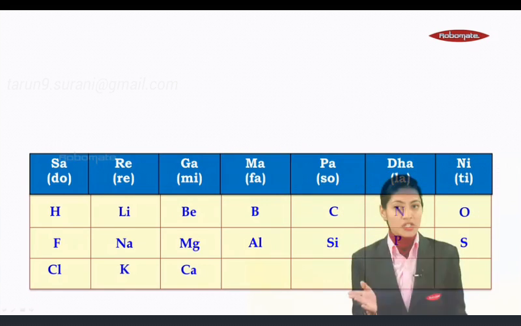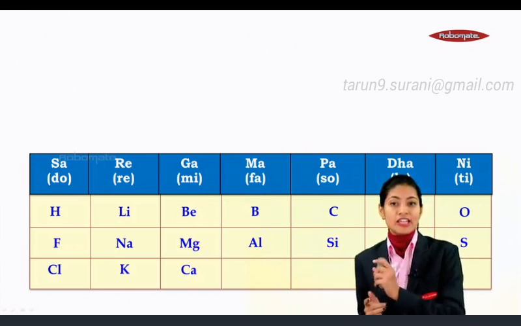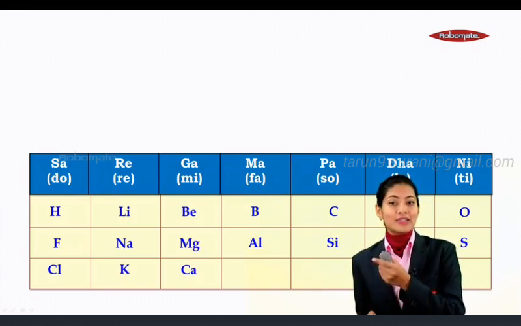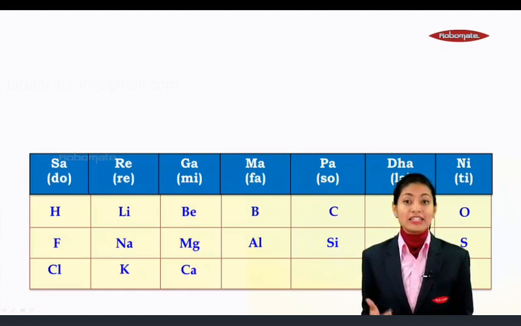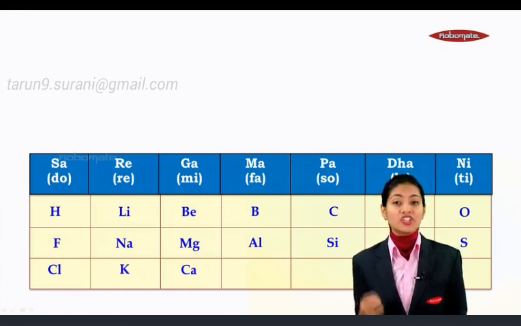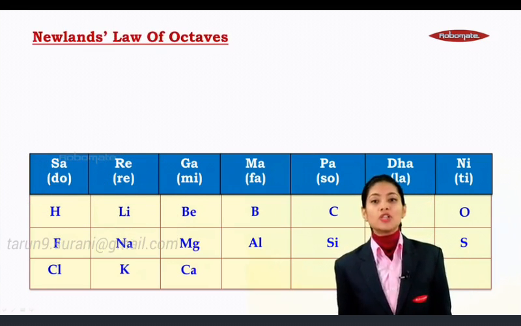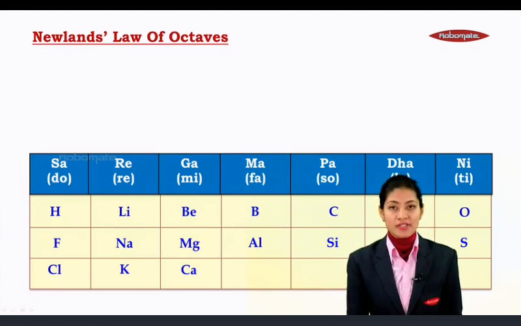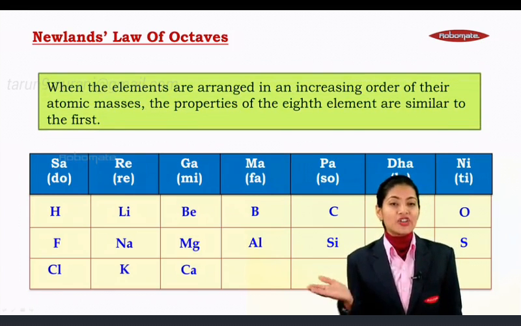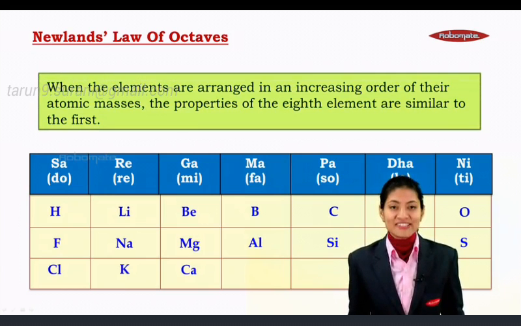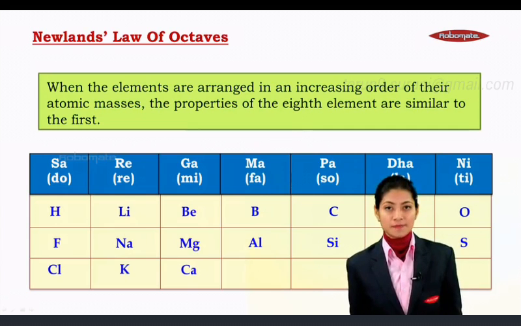That means the first note and the 8th note sound the same. Likewise, the first element hydrogen and the 8th element fluorine, their properties are similar. So Newland realized these are just like the 8 musical notes called octaves. Hence, Newland's law is called Newland's law of octaves, wherein he said that when elements are arranged in increasing order of their atomic masses, the property of every 8th element is similar to the first.